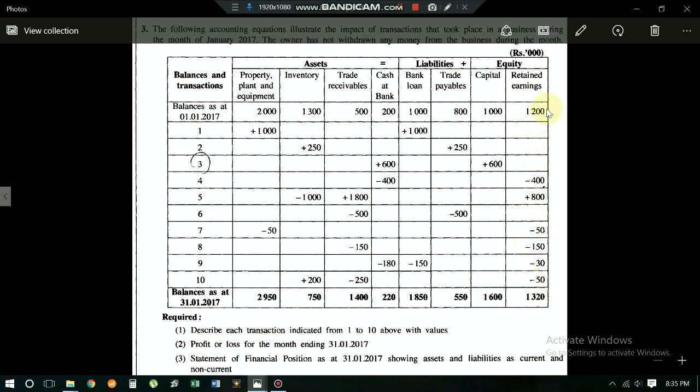So at the beginning of the month, I have 1200 worth of retained earnings, and at the end of the month, I have 1320 worth of retained earnings. Actually, this theory you are going to learn in company accounts. So retained earnings, retained profits, the simple idea is accumulated profit. So the difference between opening and closing is 120. So the answer for that is 120.